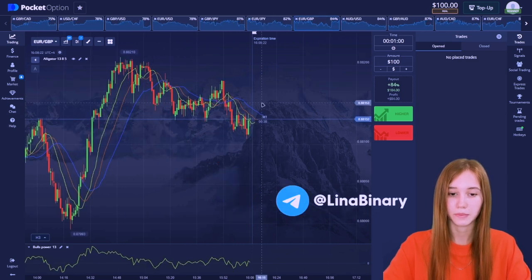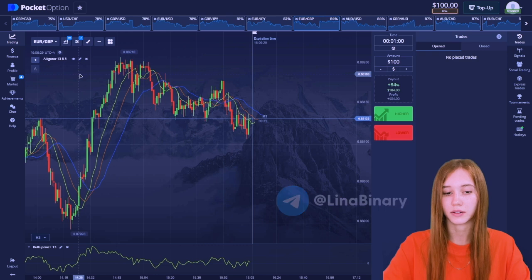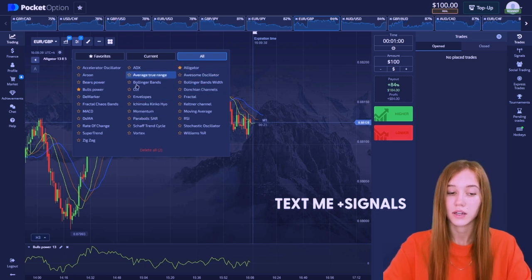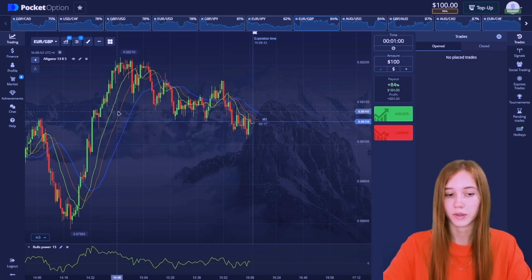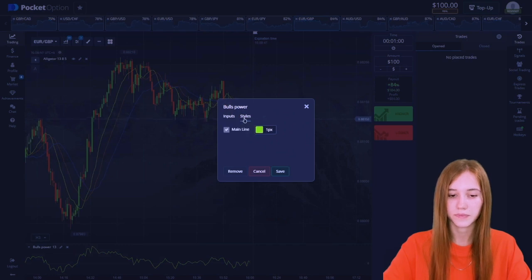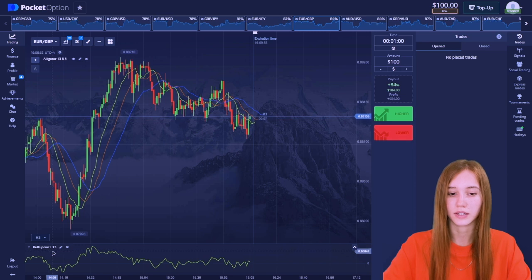Today we will use two indicators, Bulls Power and Alligator. Here you can find these indicators and turn them on. We trade on Pocket Option. Let's talk about the indicators. Starting with Bulls Power, I'll show you its settings.